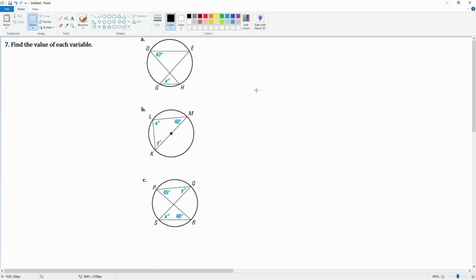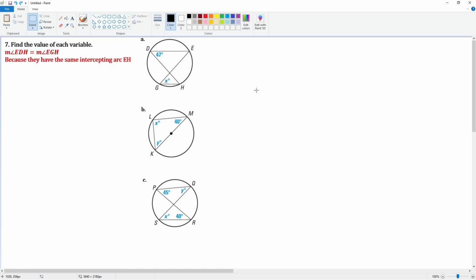All right, let's look at question 7 here. Question 7, you're going to find the measurement of the value of each variable, okay? Here we have a bunch of inscribed angles intersecting inside a circle. So please notice that the measurement of angle EDH is equal to the measurement of angle EGH. The reason why is they have the same intercepting arc of EH. Therefore, X has to be equal to 47.